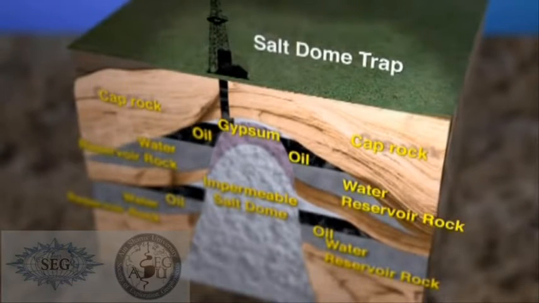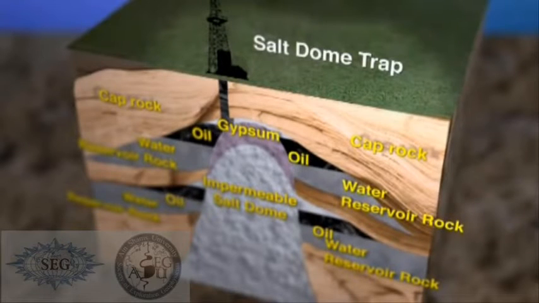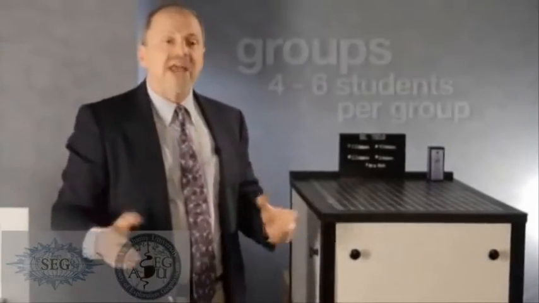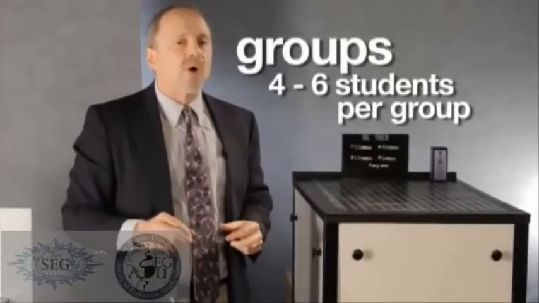So that is the background material then for this oil game, okay? And this is the oil game, okay? And you can see it's a box. And if you look at the box, it will have a grid on the top of the box. Now what we're going to do is divide up the class into groups of 4, 5, 6 students, and each one of you is going to become an oil company.